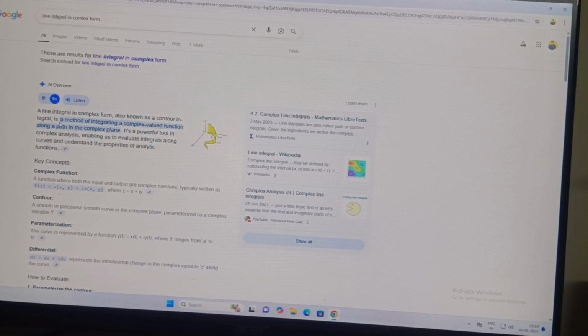The one I was saying again and again, contour, I was feeling very weird while speaking this word, that's why I used loop. So remember that it was contour integral.